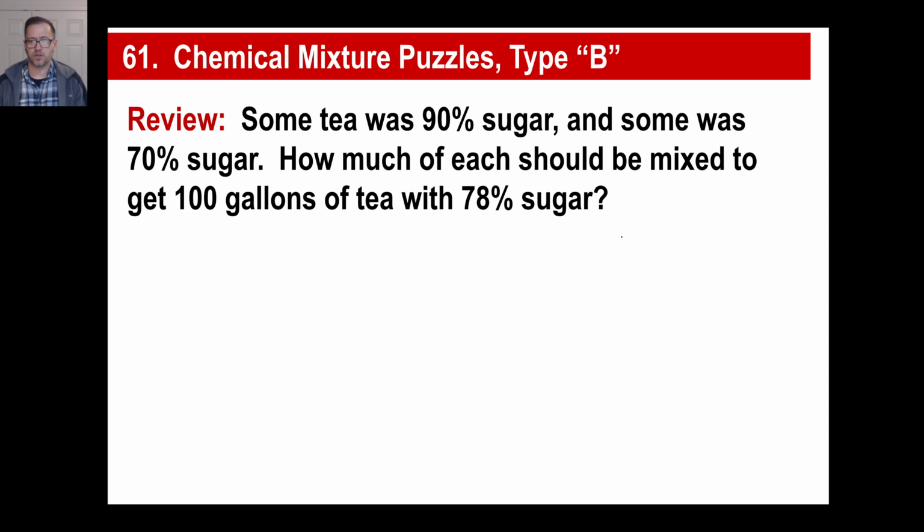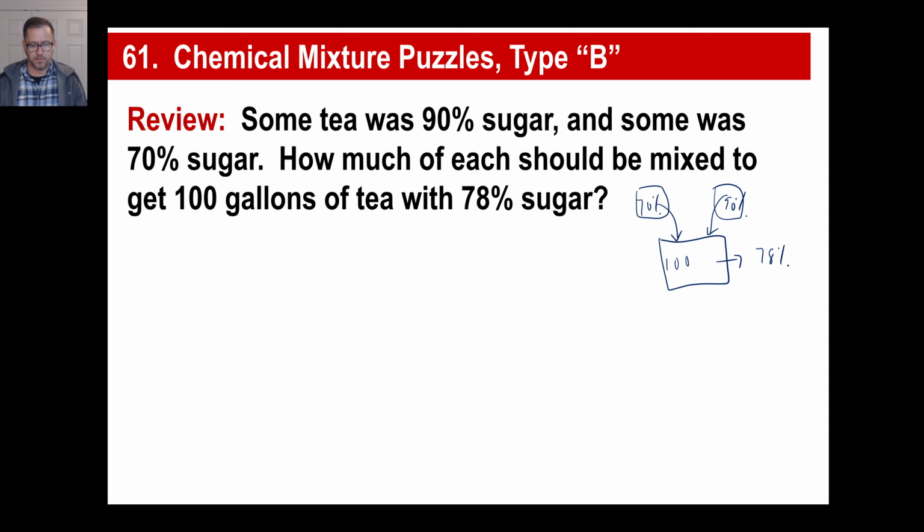If you want to visualize this, here's a clunk of tea, here's another clunk of tea. You're going to pour it into this, 100 gallons here, and this is going to be 78% final, right? And that's 70%, and that's 90%, and then how much of each you're going to put together. Okay, well, first you need two equations. Since you have two things that are not known, you need two equations.